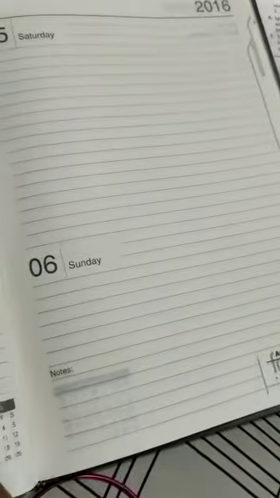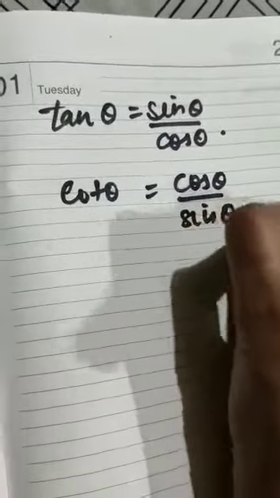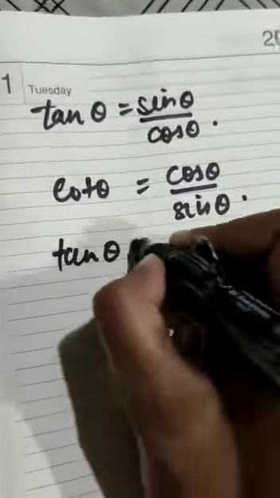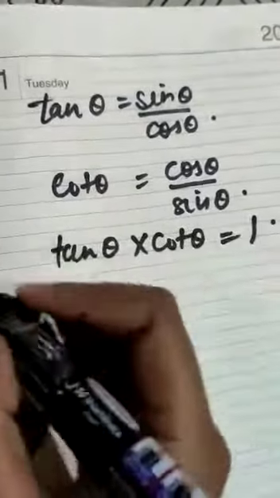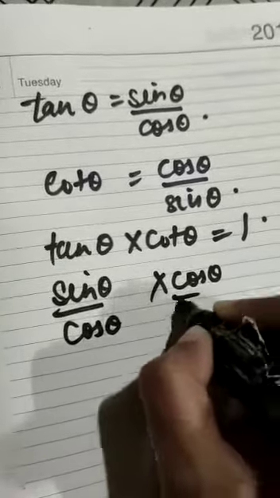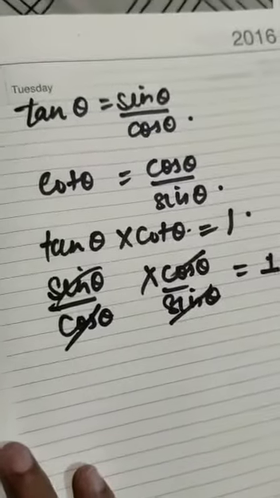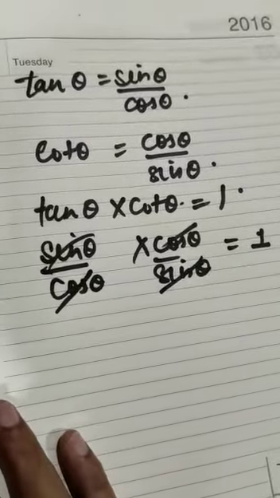Next, we have tan theta. Tan theta can be written as sin by cos, and cot theta is cos theta by sin theta. So tan theta into cot theta is equal to 1, because tan is sin by cos and cot is cos by sin. So instead of tan into cot we can write 1.